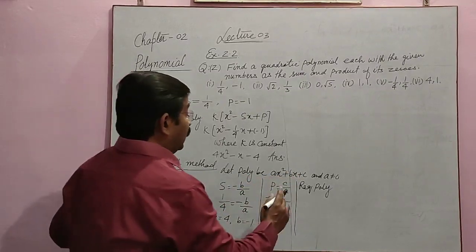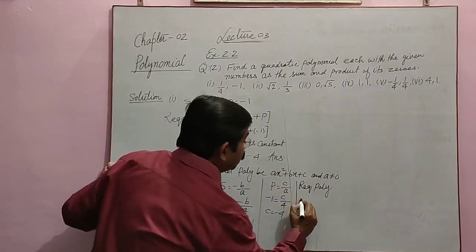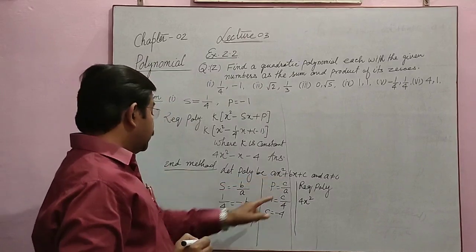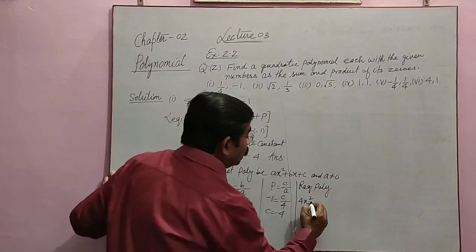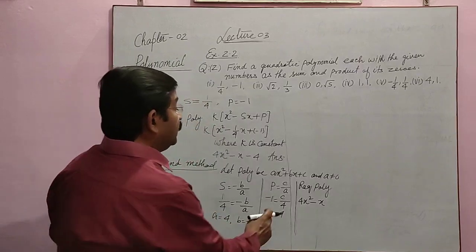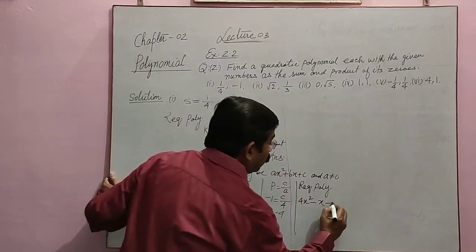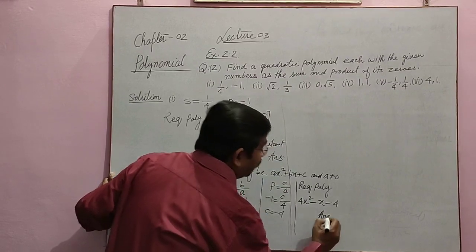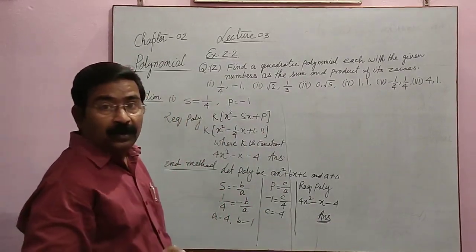Like a is equal to 4, so this is 4x square. Now b is equal to minus 1, so minus 1x, 1 is not written there, and c is equal to minus 4. This is how we obtained the answer.